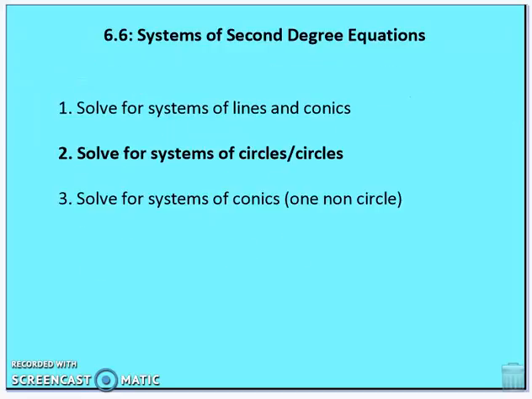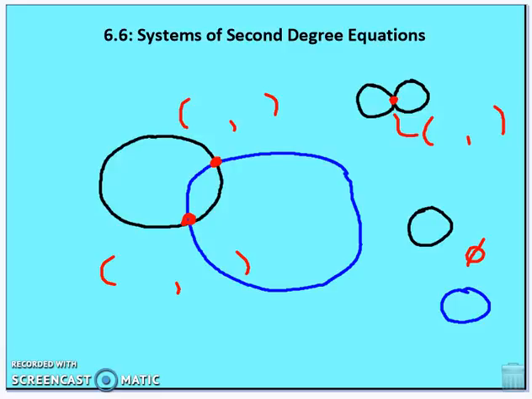Okay, now we're going to solve for systems of circles. So we have three possibilities. We can have two circles that intersect at two points, two circles that are tangent to each other and touch each other at just one point, or two circles that never intersect, which means there are no solutions. The solution set is null.